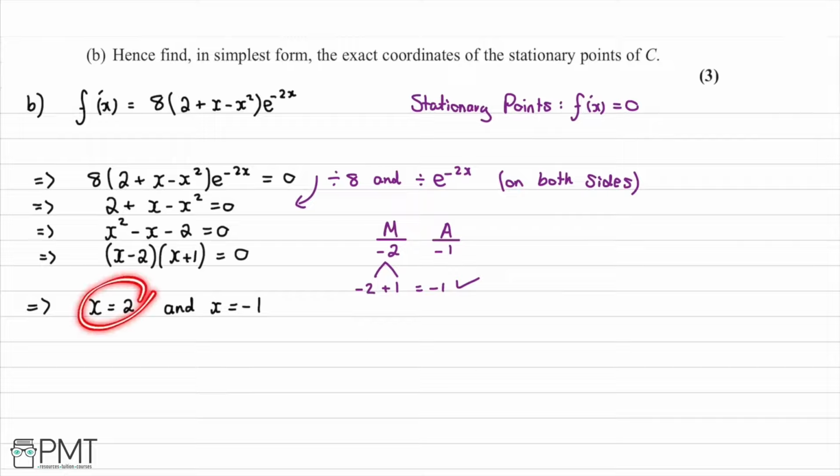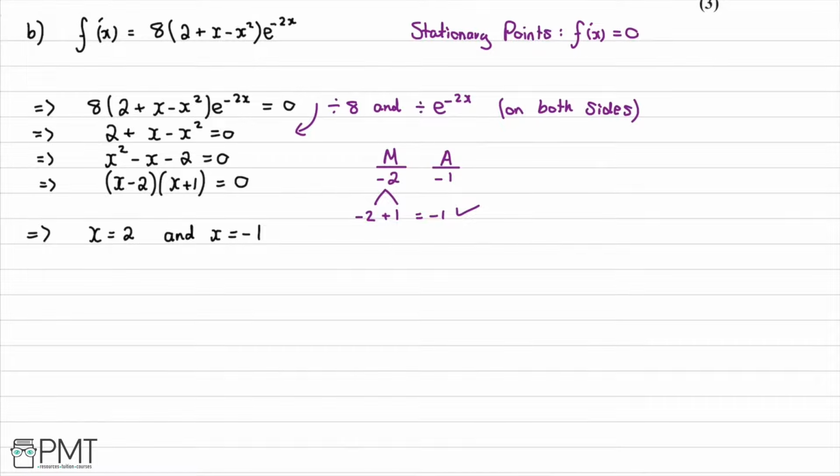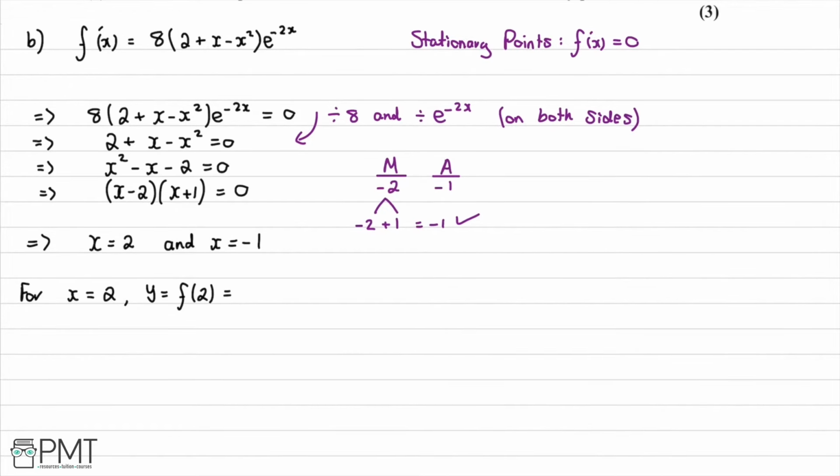So we found our x coordinates, and we now want to find the y coordinates. So we know that when x is equal to 2, y is equal to f of 2, which is going to be equal to 4 lots of 2 squared.